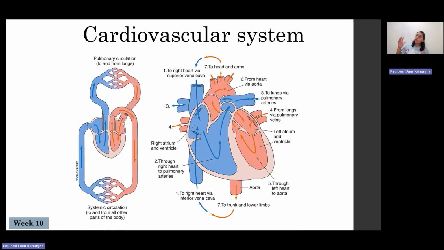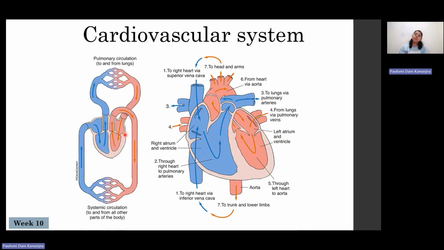Because you need to remember which side of the heart is responsible for what kind of activity. And what do I mean by what kind of activity? Which type of blood flows through that part of the heart? Is it the deoxygenated blood or is it the oxygenated blood? Okay. So as you can see, the right side has the deoxygenated blood and the left side has the oxygenated blood, right?